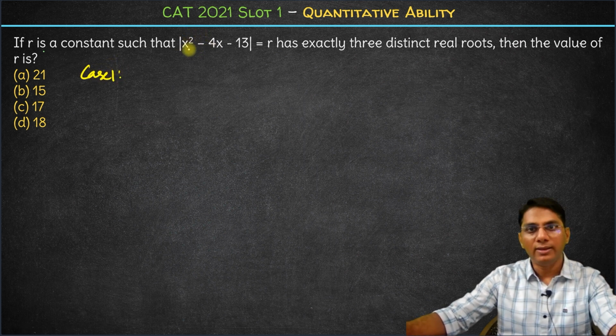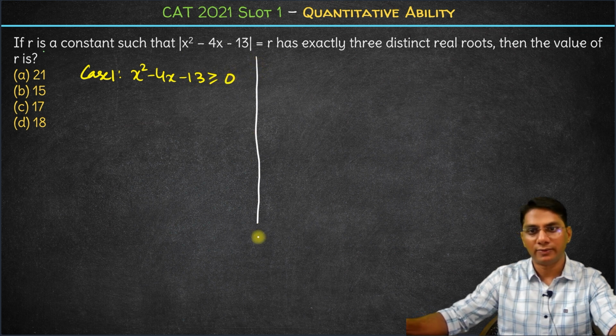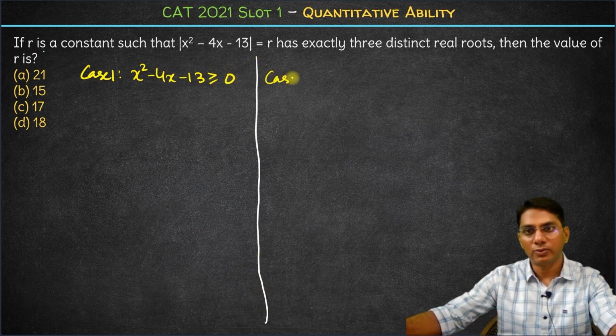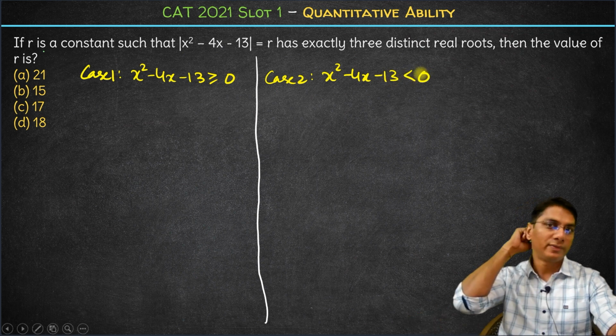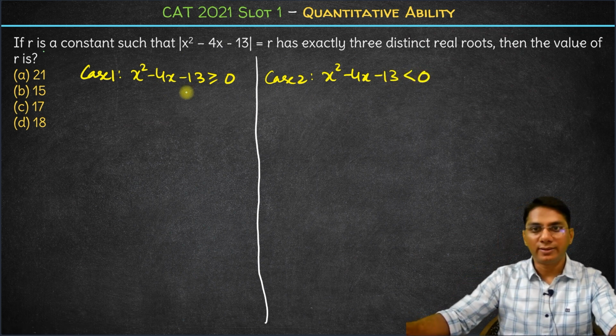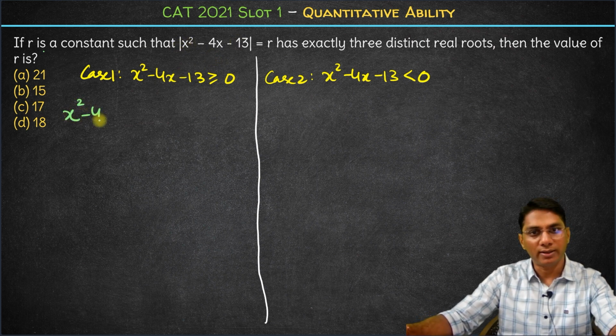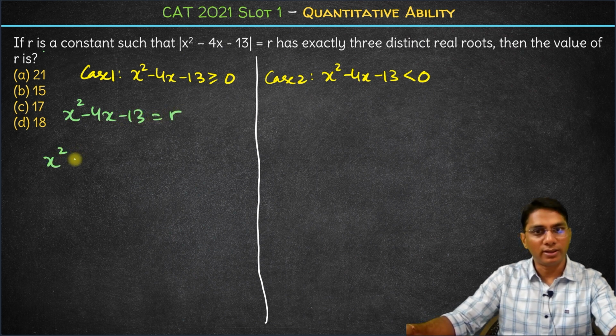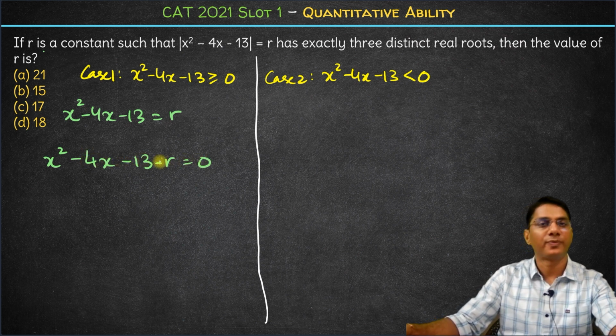Case 1, when the expression inside the mod, x square minus 4x minus 13, is greater than or equal to 0. Or case 2, when this expression, x square minus 4x minus 13, is less than 0. So if this is positive, then the mod will be removed as it is. So we get the equation x square minus 4x minus 13 is r, which effectively gives us the quadratic equation x square minus 4x minus 13 minus r is 0, right?